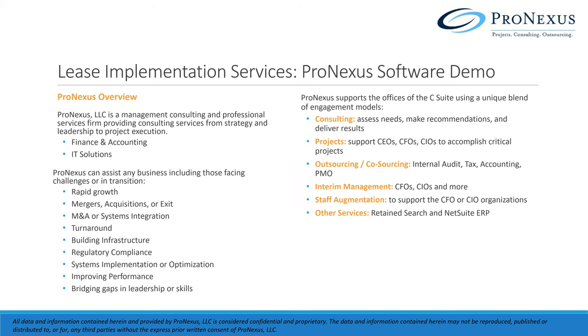This next slide provides you a high-level overview of our firm. ProNexus was founded by two Big Four CPAs from PwC and Deloitte and Touche. The leadership team are either CPAs and or former CFOs and controllers. We operate the firm very much like a CPA firm. However, we only perform non-attest services. We have five core services, which includes consulting work, project work, outsourced accounting services, interim, and loan staff services. Additional services include a retained search and NetSuite ERP services. If you'd like to learn more, feel free to visit our website. On the homepage on the upper right-hand corner is a link to our case studies, which really gives you a good idea of how we help clients.